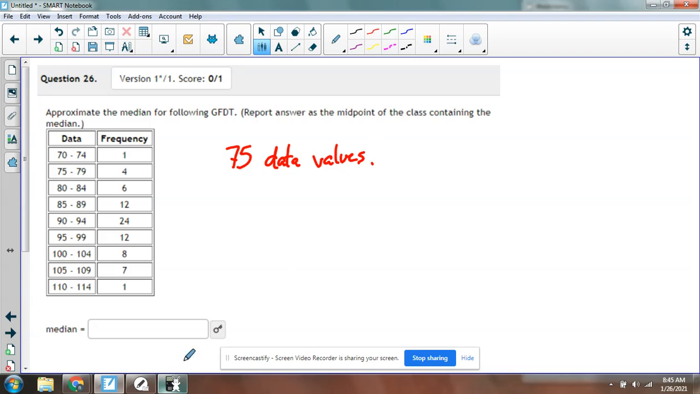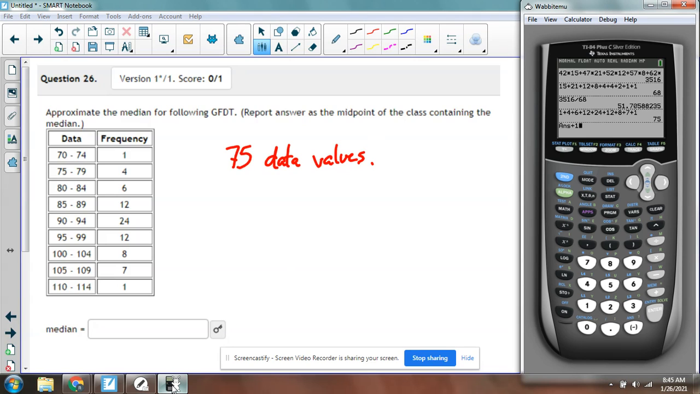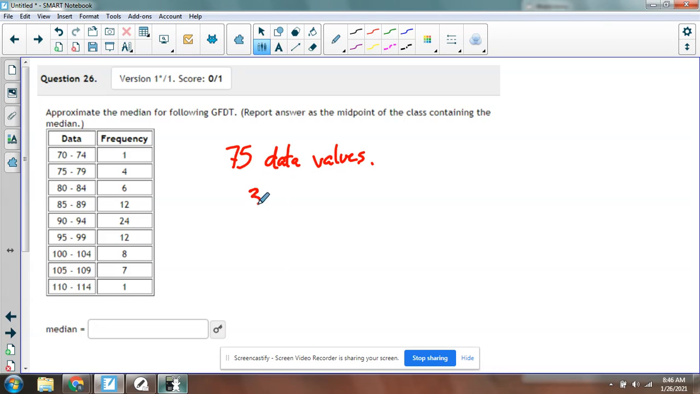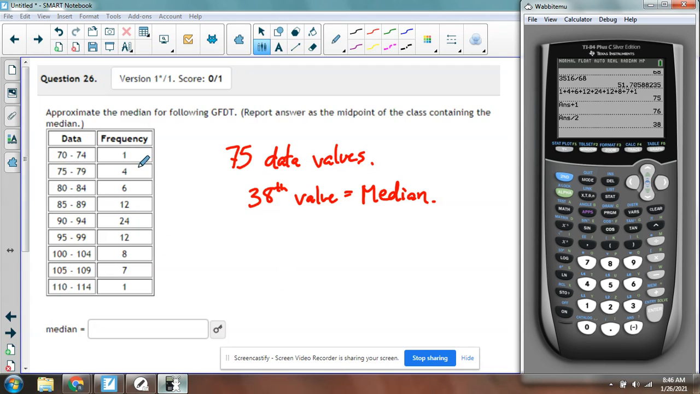So the midpoint is going to be, we'll add 1, divide by 2. The midpoint is going to be the 38th value. That equals the median, not the midpoint. So I just have to figure out which interval the 38th value falls into. I'm just going to start adding up the frequencies until I get to something higher than 38.